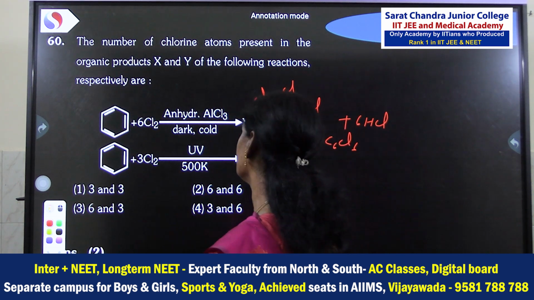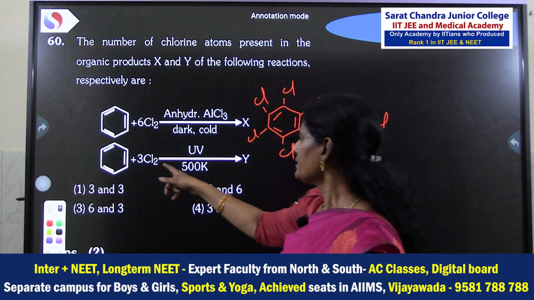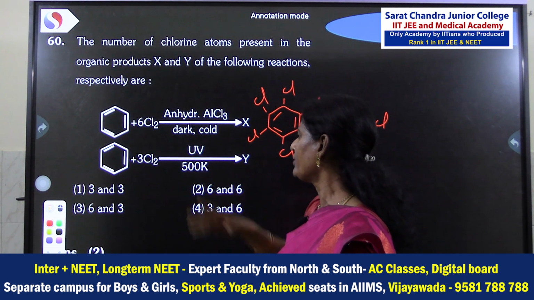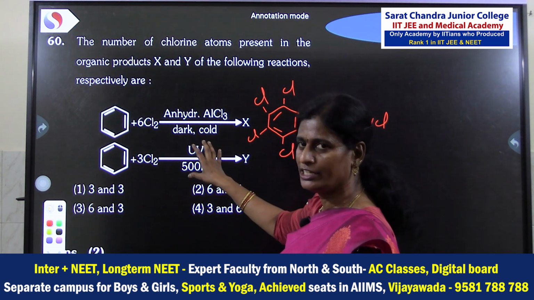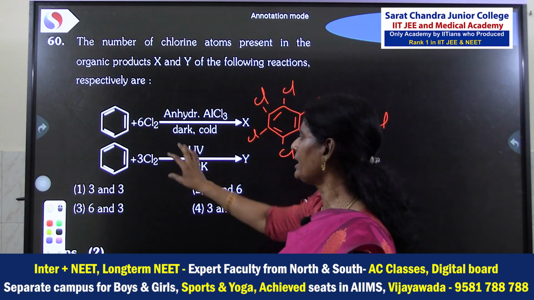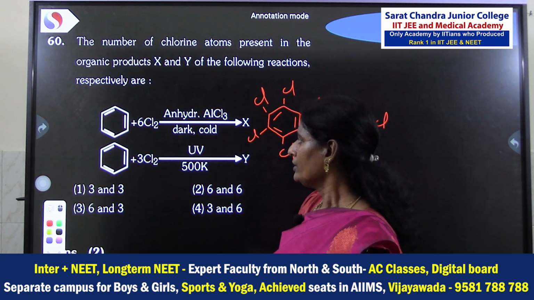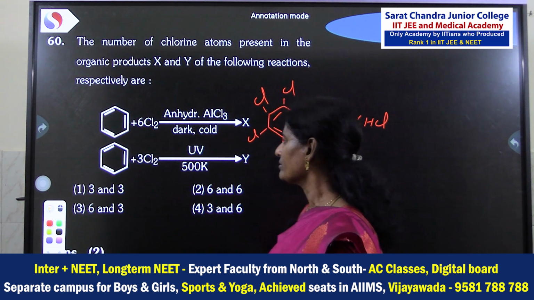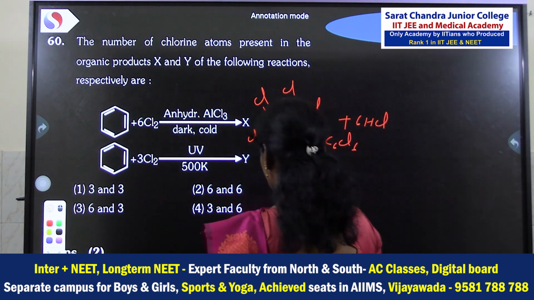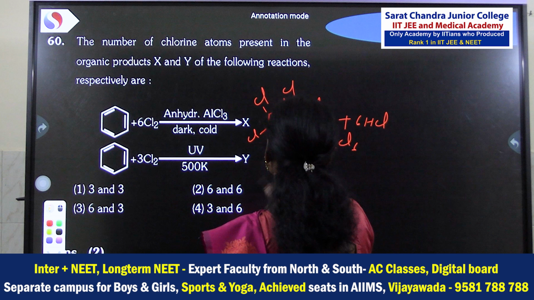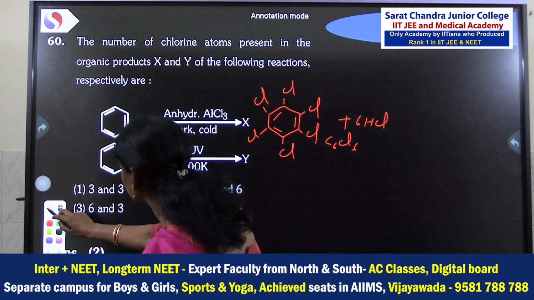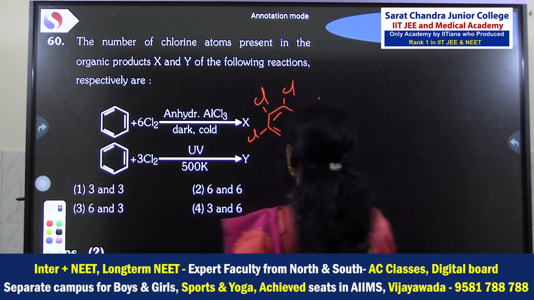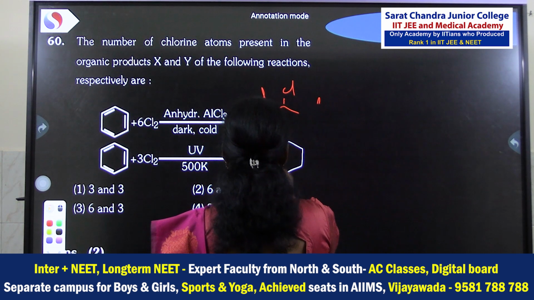And coming to the next reaction. In this, chlorine is treated with benzene in the presence of ultraviolet rays and 500 Kelvin temperature. That means under hot condition. So this is an example of free radical addition reaction. In this only addition of chlorine radicals takes place to the benzene ring. So the product we get in the second reaction is an addition reaction.